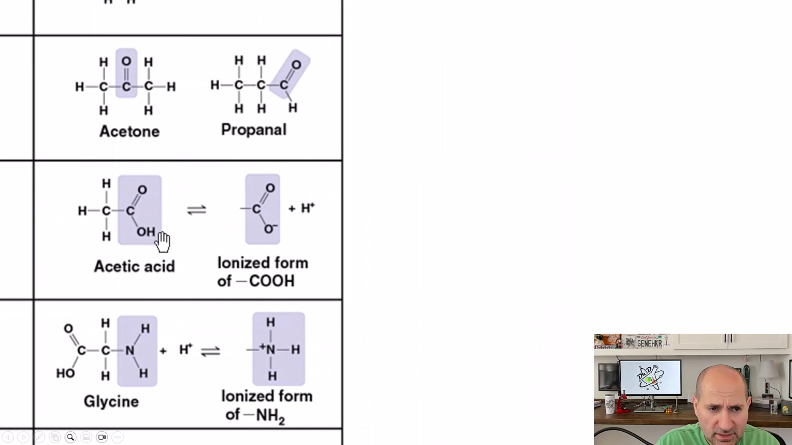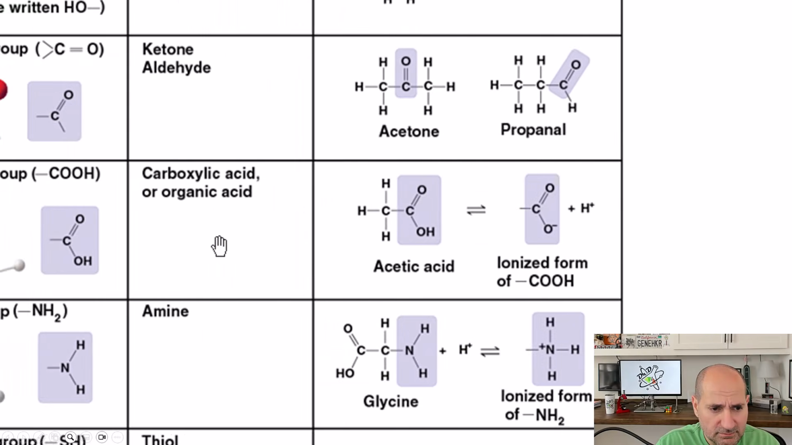And you should know that they exist as the non-ionized form on the left, and the ionized form on the right. Remember, it can be written with a negative charge like this. So this is a carboxyl group in water. This is a carboxyl group outside of water.